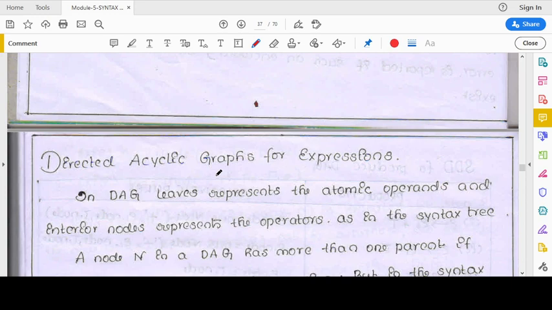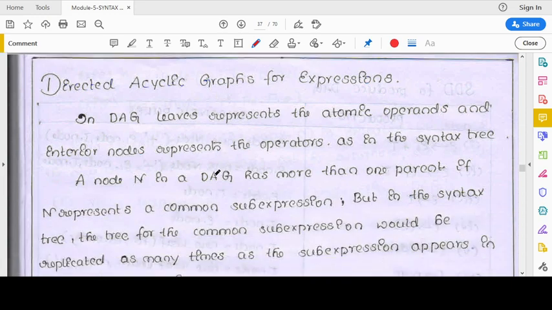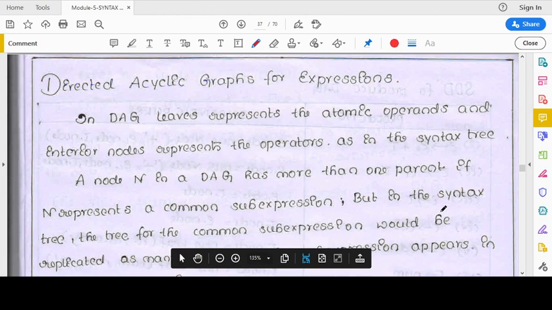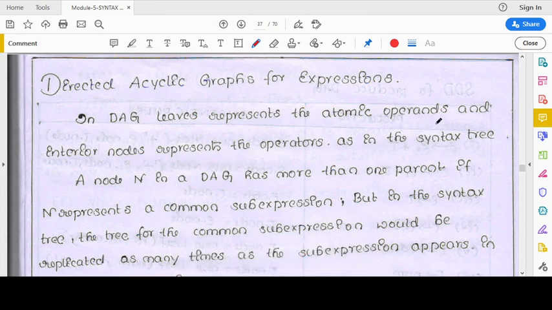Looking at the directed acyclic graph for an expression, a DAG's leaves represent the atomic operands, and interior nodes represent the operators. As I said, leaves are operands, right? So the leaves or the ends will be the operands, and the nodes will be the operators. For example, plus is the operator, a is an operand, b is also an operand, right? So a plus b, got it?